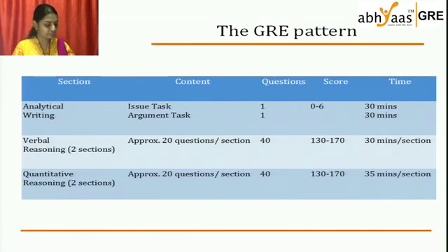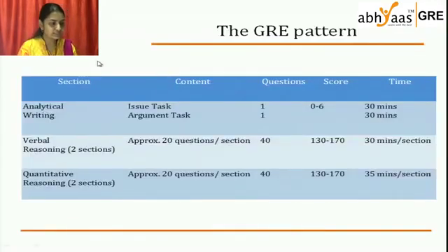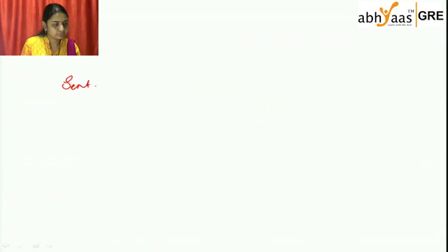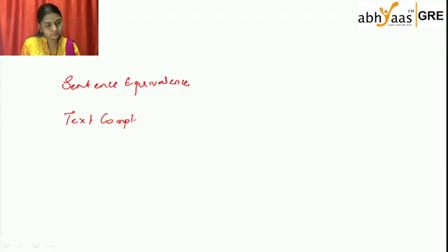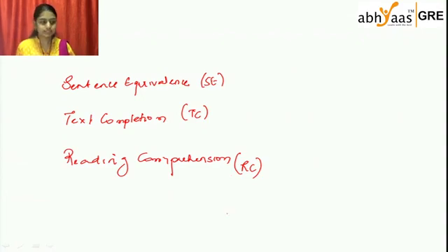In verbal reasoning, you have 3 different types of questions. The first one is sentence equivalence. The next one is text completion. And another one is reading comprehension. In short, we would call these SE, TC and RC. Okay guys, SE, TC and RC.